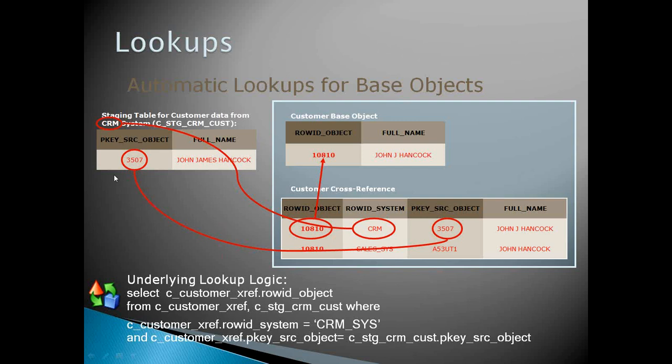And if it was not able to find this combination, for example if we had passed 3508 as a PK source object, in that case one record would get inserted in my base object and one record would get inserted in my cross reference table. So this is an automatic lookup process. For this we don't have to configure anything, it happens internally by the MDM.